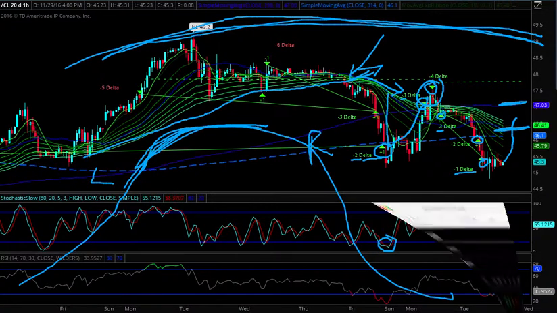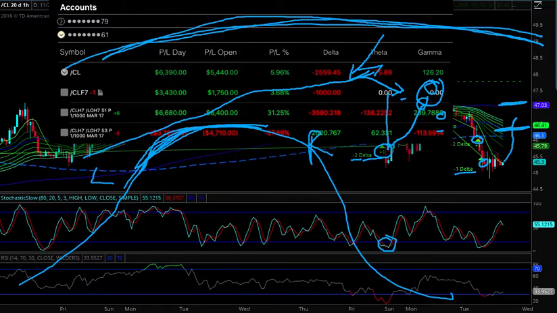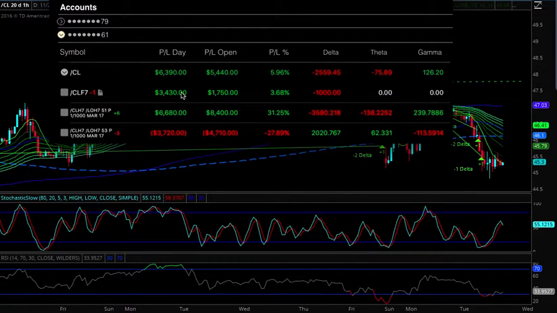But here, guys, look. Okay, I'm only short one more contract. Okay, we had a nice day today. I think it closed out. We're closer to $7 grand up on the day. This was from earlier. I still have some puts, but this is how we trade.